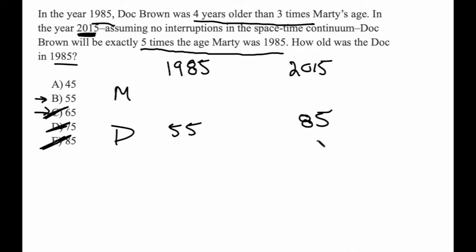So 85 divided by 5 is what? 17, right? And then we test this last part here. 3 times 17 is 51 plus 4, would you look at that, is the correct answer.